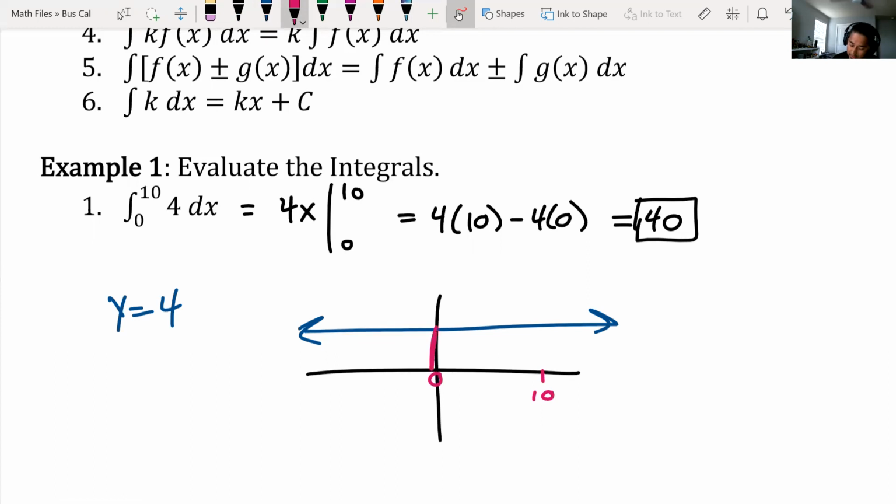And this means that we now have a rectangle. The bottom is a length of 10, and the height is a length of 4. And to find the area of a rectangle, well, it's length times width. So 10 times 4 would give you 40. So all we did was find the area underneath this function on the given interval of 0 to 10. So that's what we're doing here. We're finding the area underneath functions.